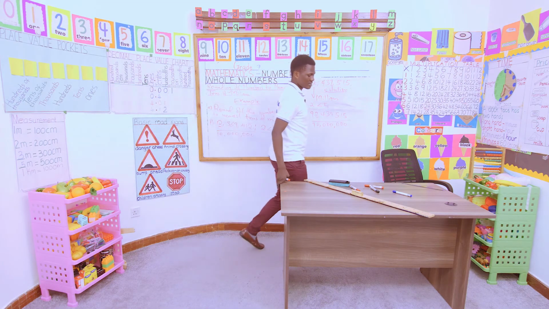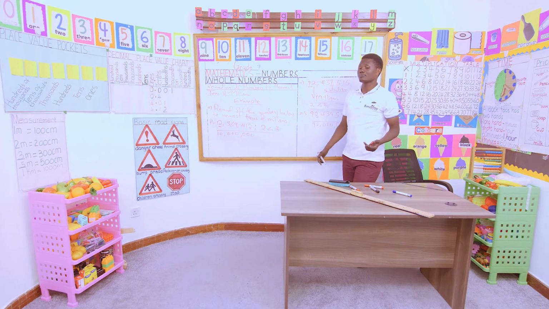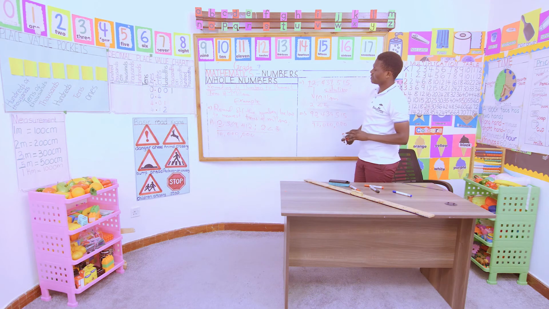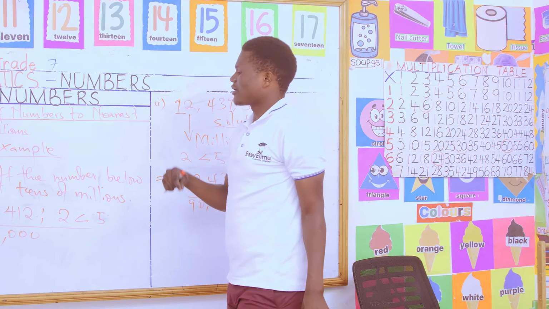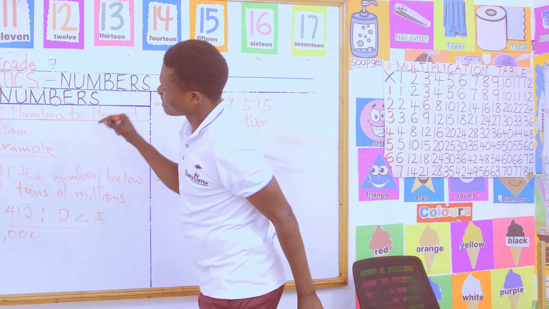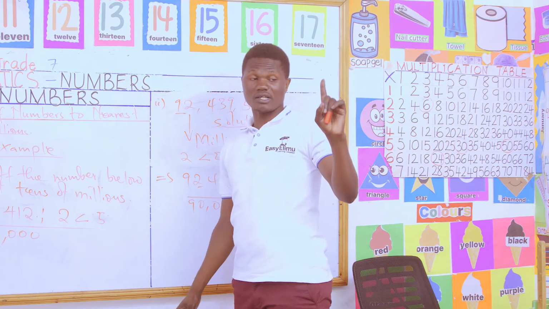Any question, class? You can see the way they are very simple things. So long as you are keen, you cannot have any challenge when it comes to rounding off of a number. All you need to appreciate, are you able to identify the digit in the stated place value? That is your first step.